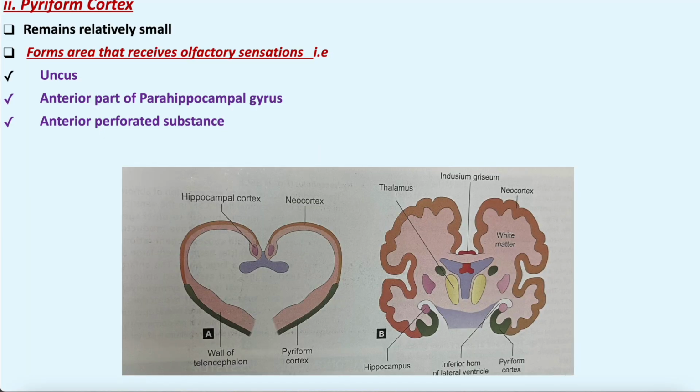Now the piriform cortex, the portion of that cortex which is related with the olfactory sensations, is included in the piriform cortex, and it is very small. So what are the portions? That is the uncus, the anterior part of the parahippocampal gyrus, and the anterior perforated substance. They are visible on the inferior surface of the cerebral hemisphere. But developmentally we include this cortical portion under the piriform cortex.